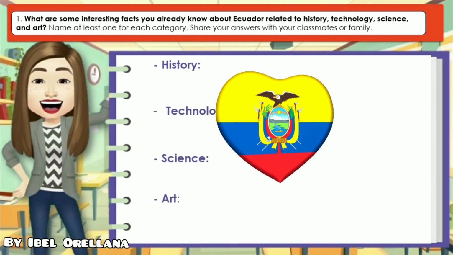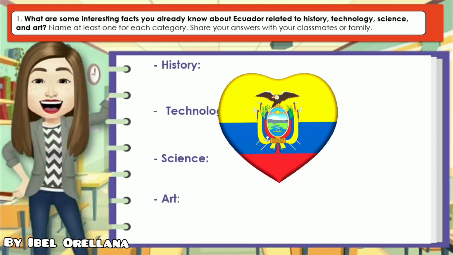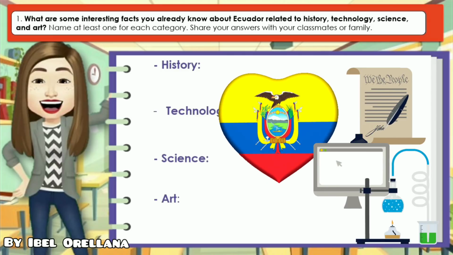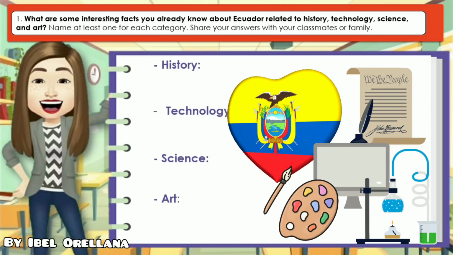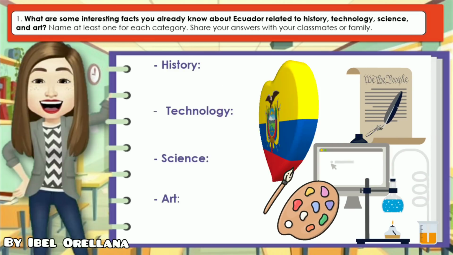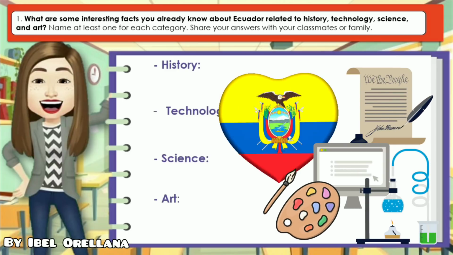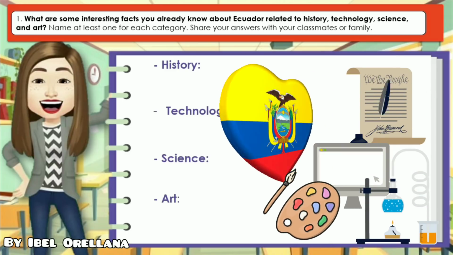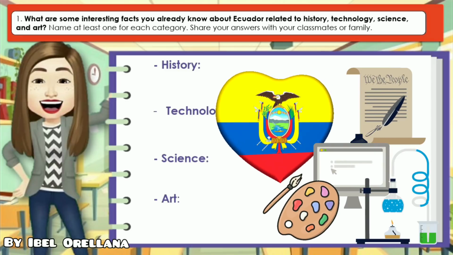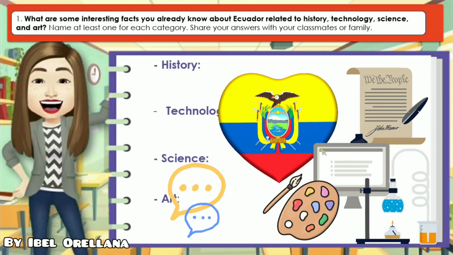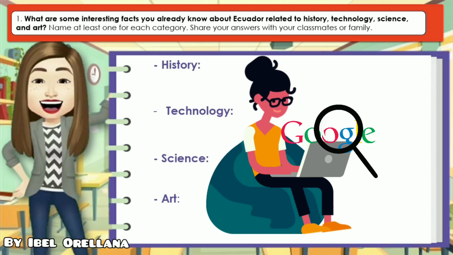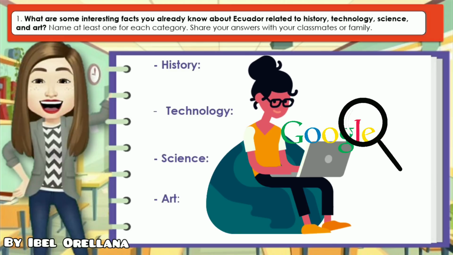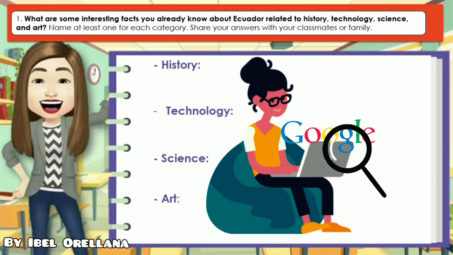Activity 1. What are some interesting facts you already know about Ecuador related to history, technology, science, and art? ¿Cuáles son hechos interesantes que tú conoces acerca del Ecuador relacionado a la historia, tecnología, ciencia y arte? Name at least one for each category. Nombra al menos uno por categoría. Share your answers with your classmates or family. Comparte tus respuestas con tus compañeros o familia. You could search this information on the internet. Tú puedes consultar esta información en el internet.